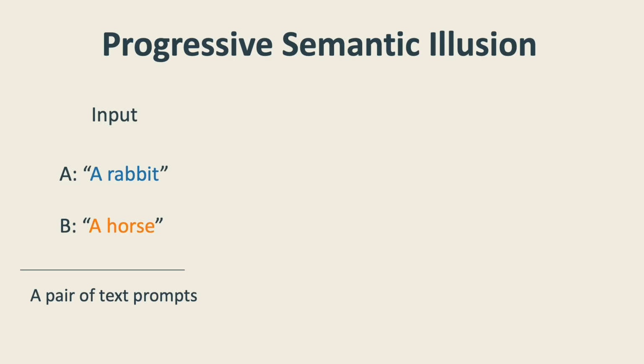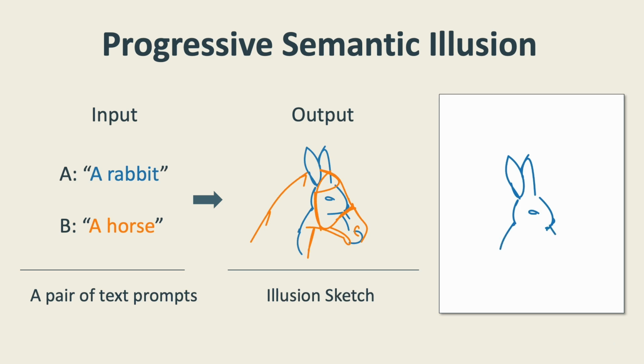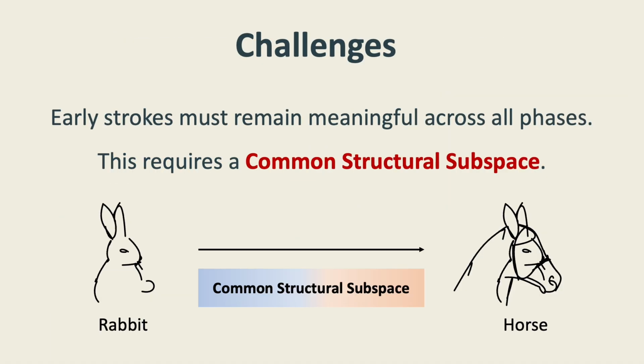And here's what our task actually looks like. You give us a pair of prompts, say a rabbit and a horse. We give you back a single illusion sketch. And if you watch the drawing process on the right, it first looks like a rabbit, but by the end, it becomes a horse. And this is not easy. The strokes we draw for the rabbit still have to work later as part of the horse. So in a way, the rabbit and horse have to share the same beginning. And we call that a common structural space.